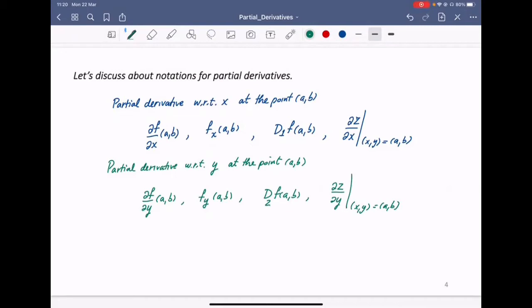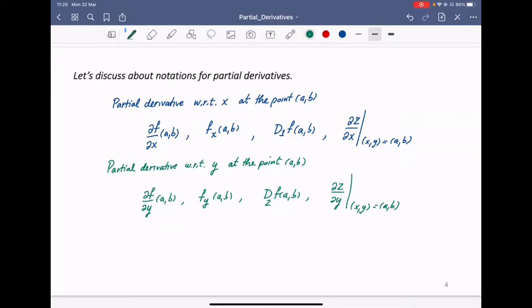So let me look at the chat first to see the questions. I have a question from Purohit. He asks, can you please explain what part is with respect to what?